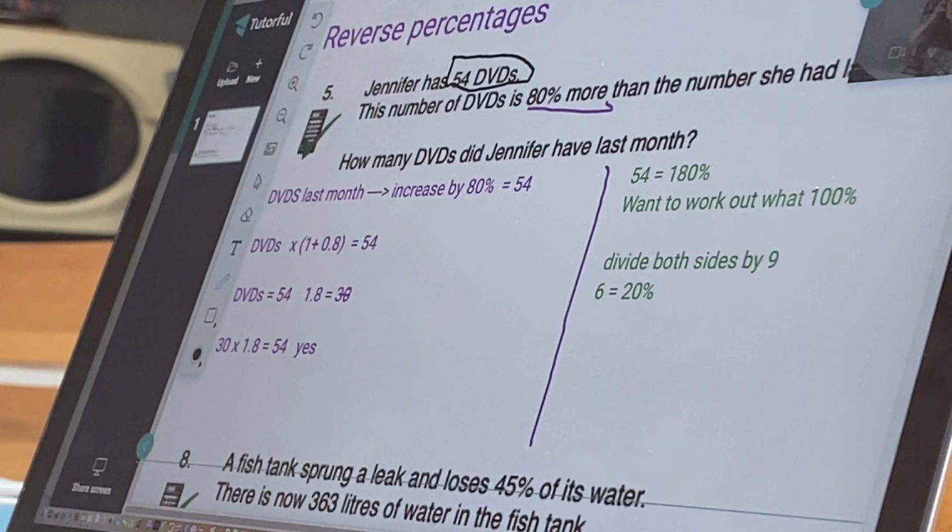120? No, 200. Not quite. Be careful. What do I times 20 by to make 100? Multiply by 5. And then I get 30 is equal to 100%, which is the exact same answer that we got using the purple method. So they're the two different ways you could do it, but both will give you the exact same answer. You can use whichever one makes more sense, as long as you understand it.